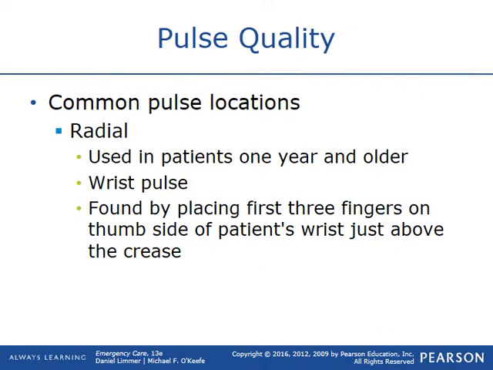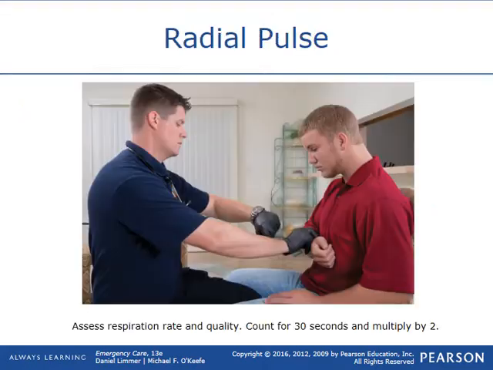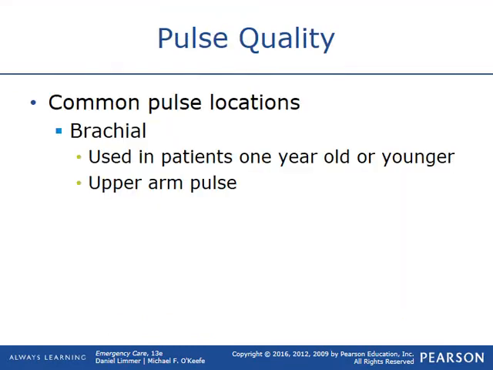Common pulse locations are going to be the radial artery. This is used in patients 1 year and older, also known as the wrist pulse. This is found by placing the first 3 fingers on the thumb side of the patient's wrist just above the crease. You want to assess your respirations for rate and quality after you've checked your pulse. You can do this a couple of different ways. You can count for 30 seconds and multiply by 2, or you can count for 15 seconds and multiply by 4, but you don't really want to divide it down any further than that.